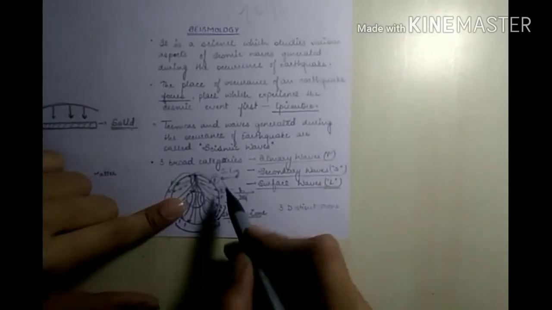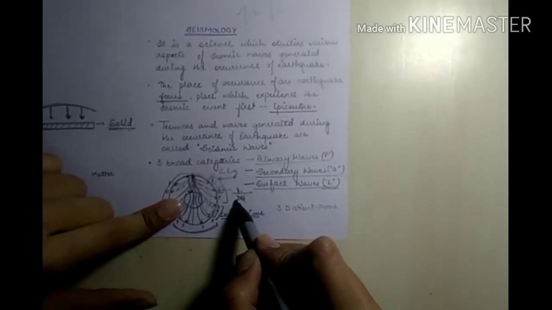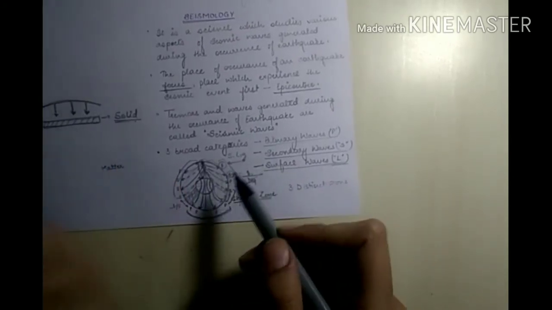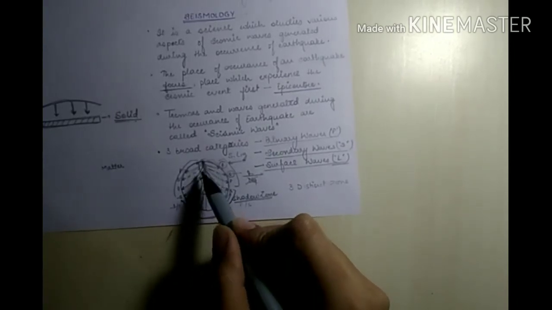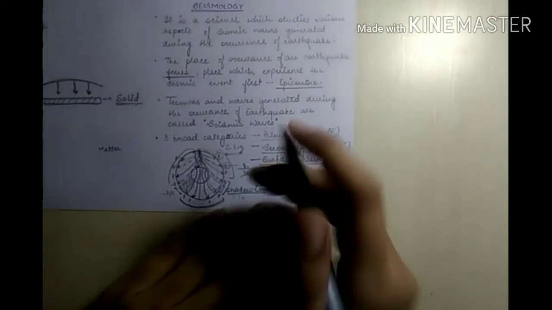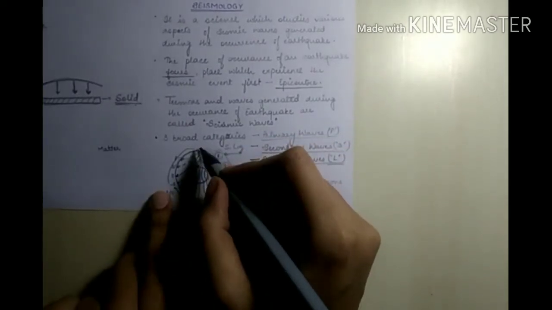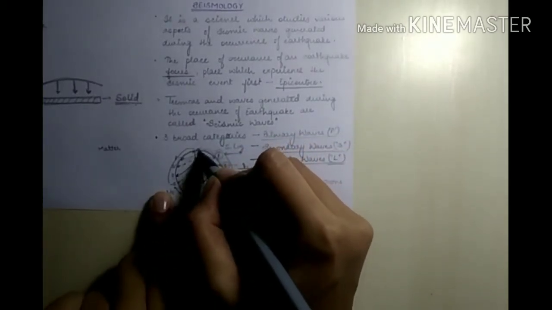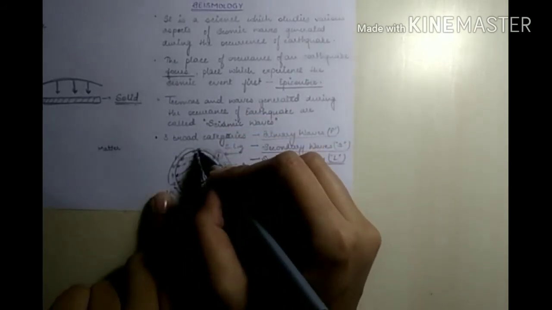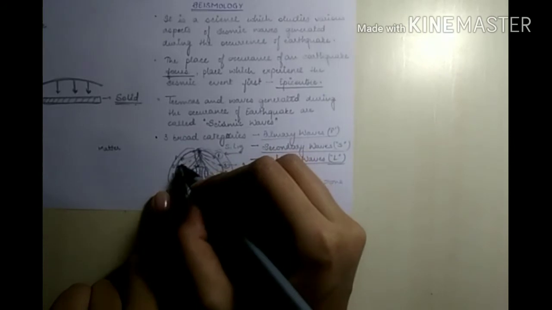So this S wave does not pass through liquid. Okay, so when scientists came to know about this, they tried to find out about Earth's interior through these waves. So what they did was, let us suppose that this was the point. From this point they passed both these waves, that is S wave and P wave.